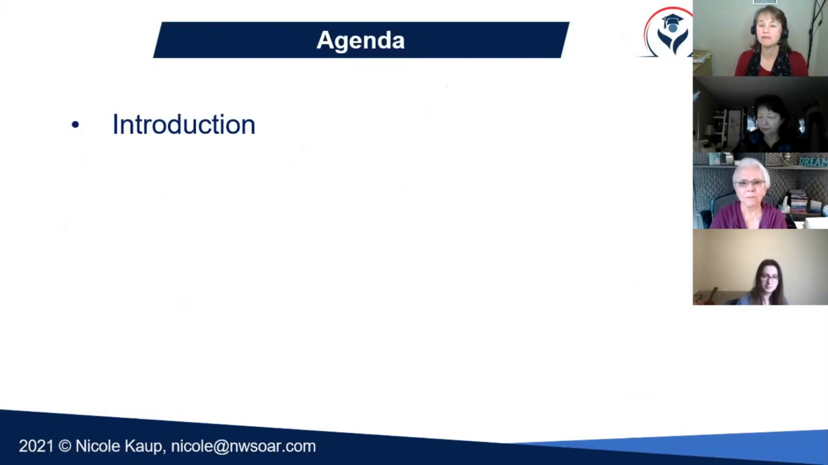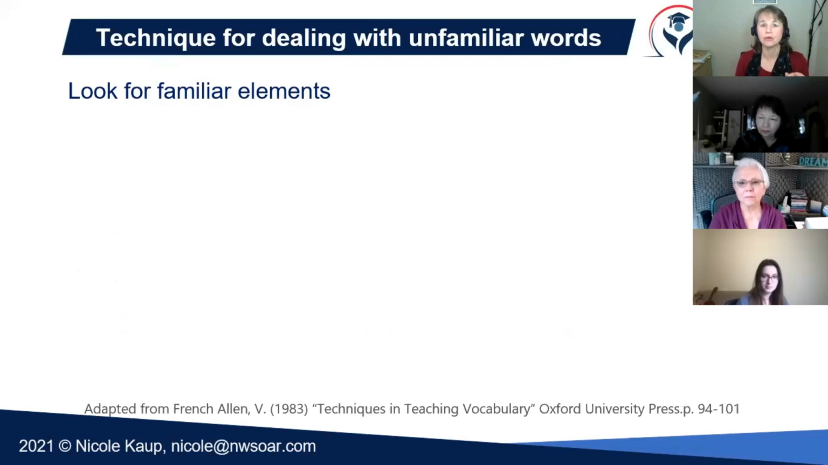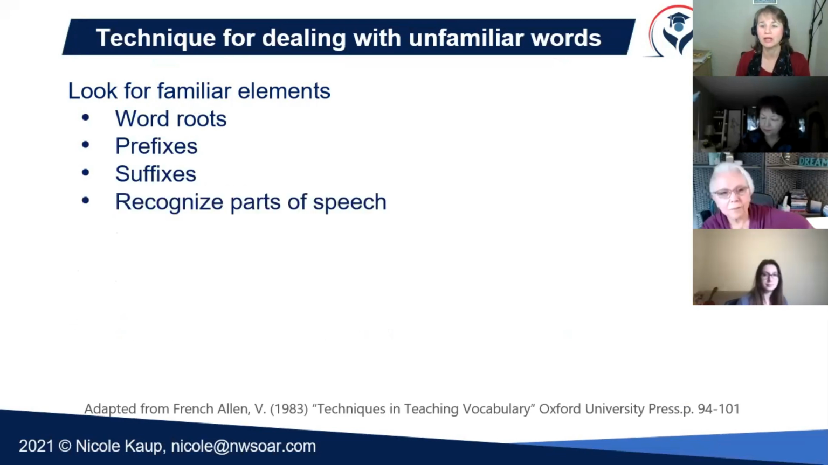All right, our agenda. I'm going to give you a very quick introduction, and then we're going to talk about word roots, about prefixes, suffixes, and then we're going to apply the technique of breaking down words to decipher the meaning of some new words. Okay, so this technique for determining the meaning of unfamiliar words is we're going to look at some familiar elements of the word. You're going to look for things that you already recognize to help you define the word and figure out its meaning. So root words, prefixes, suffixes. We're going to recognize parts of speech.